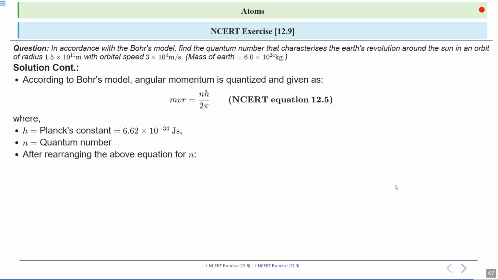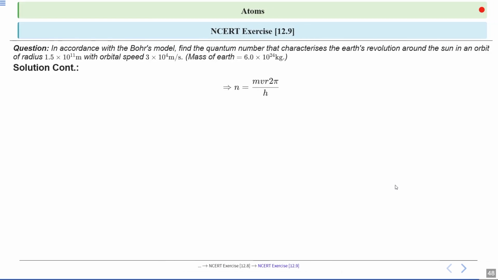Now let's rearrange the equation to solve for n. So after rearranging, we get n equals mvr 2 pi upon h. This formula lets us plug in the Earth's mass, speed, orbital radius, and Planck's constant to calculate the quantum number. Here is the formula we will use, n equals mvr 2 pi divided by h. This formula comes from Bohr's quantization of angular momentum, which says that only certain orbits are allowed.